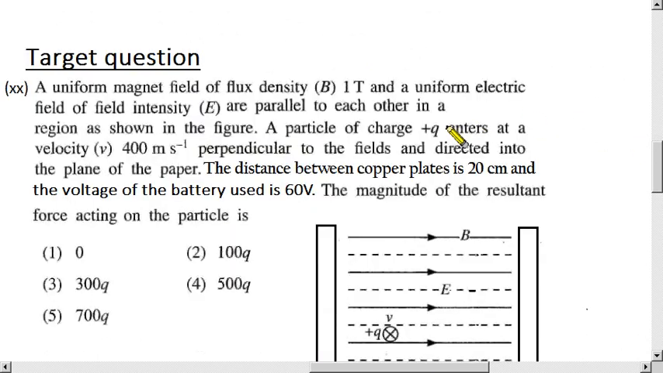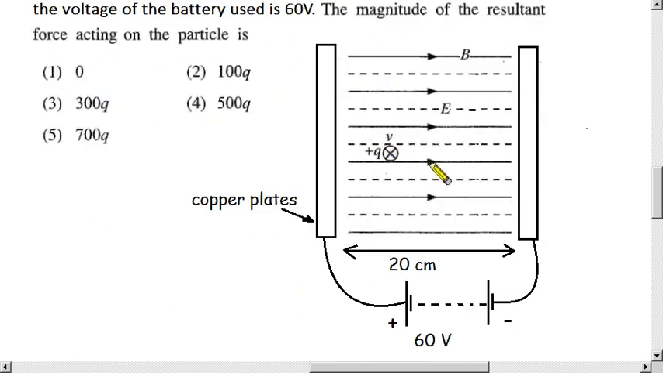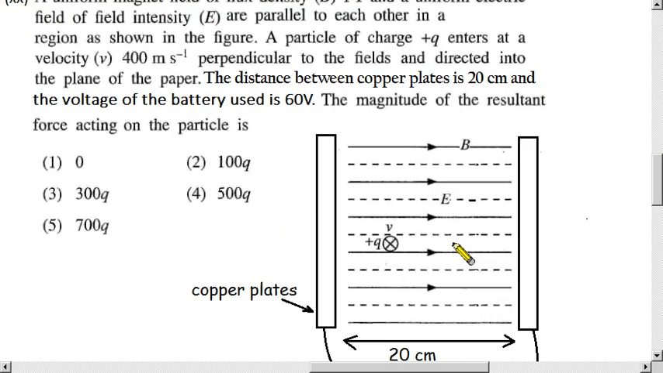So children, this is my target question. So I finished the diagram. So like this, copper plates are there at both ends, and battery is connected, voltage is given, the distance also is given. They have not given the direction of the electric field, just they have said this is E, capital E is there, capital B also is there, and Q charge is there as previously.